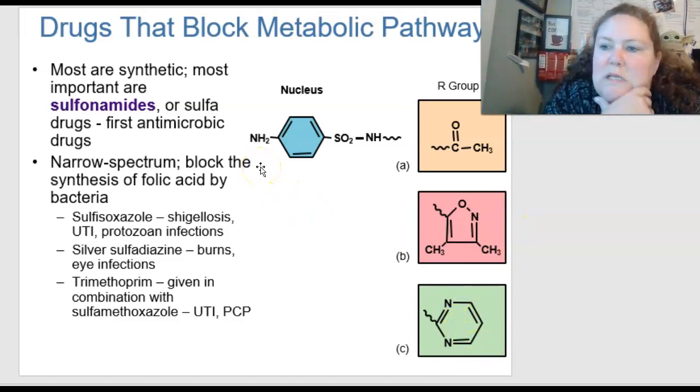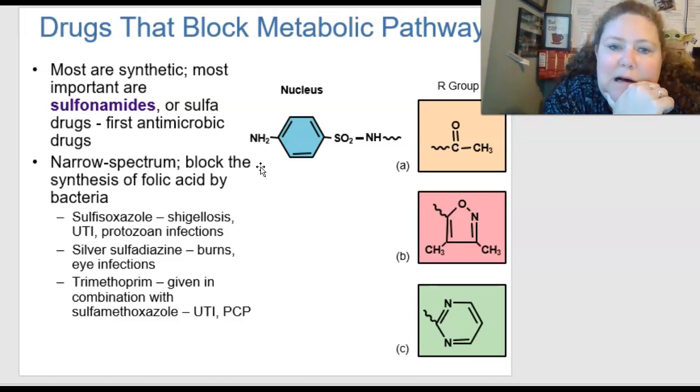Okay, so most of these are synthetic, which means they are man-made, and they are important sulfonamides or sulfa drugs. And this is the first of the antimicrobial drugs that have been made. They are narrow spectrum, but they block the synthesis of folic acid by the bacteria.